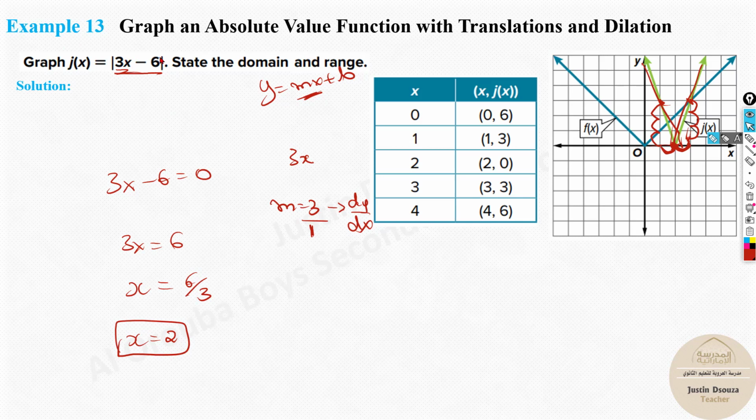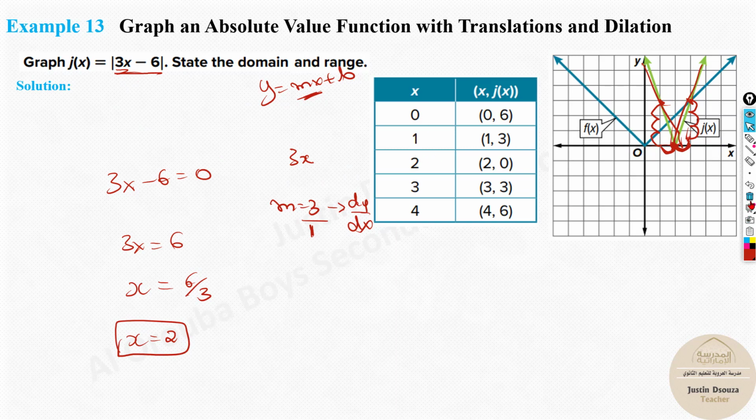Now, what about 1? 3 minus 6 will be minus 3. But the negative sign dissolves, it'll be 3. So 1 and 3, yes. Now, when it's 2, it's 6 minus 6, it's 0. So it'll be 2 and 0. This is the point. Same way you can start increasing to 3. 3 times 3 is 9, minus 6 will be positive 3 itself. So 3 and 3. Again, you can keep on going. You'll get this response. This is by the table method.